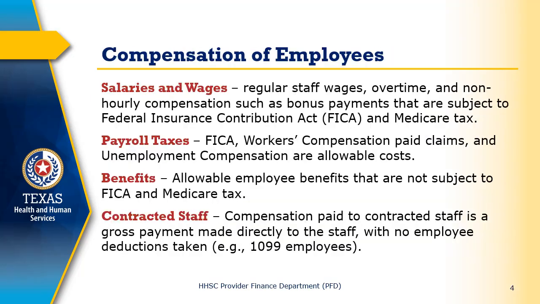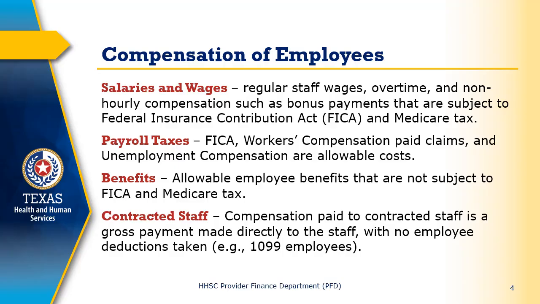This section outlines the various components of employee compensation. Different types of costs for employee compensation include regular salaries and wages for staff, overtime pay, and non-hourly earnings like bonuses that are subject to Federal Insurance Contribution Act, FICA, and Medicare taxes. Payroll taxes, such as FICA, workers' compensation paid claims, and unemployment compensation, are recognized as allowable costs associated with employee compensation. Additionally, certain employee benefits, which are not subject to FICA and Medicare taxes, are also classified as allowable expenses.